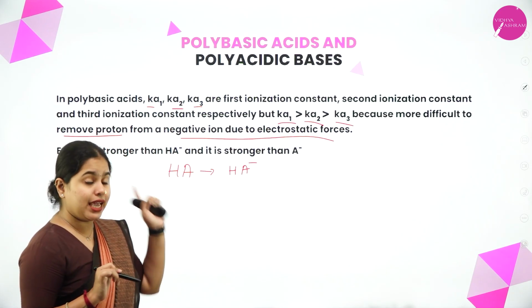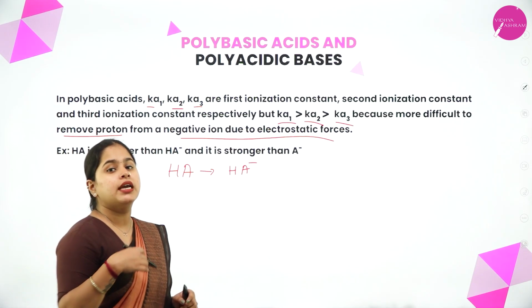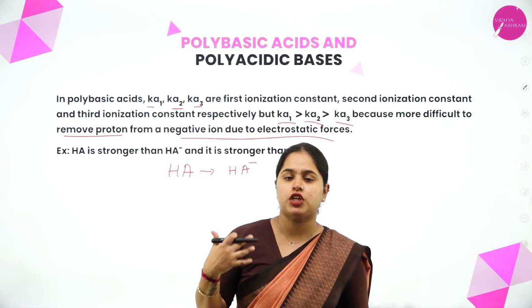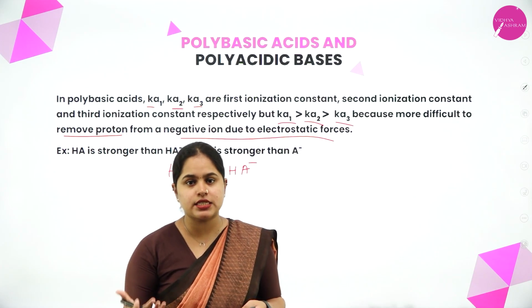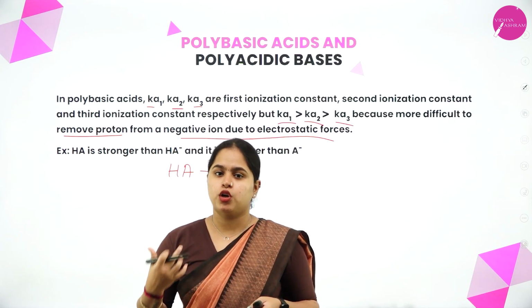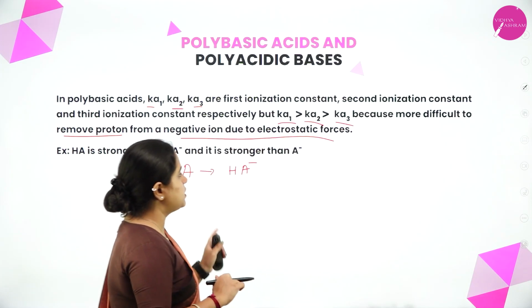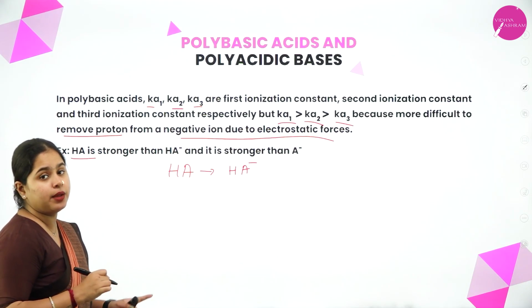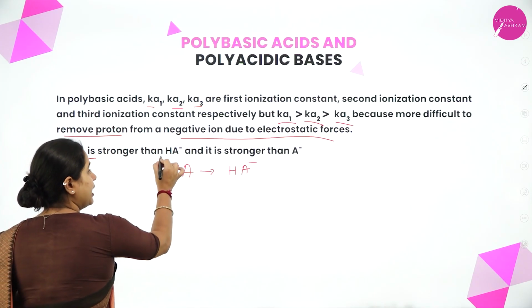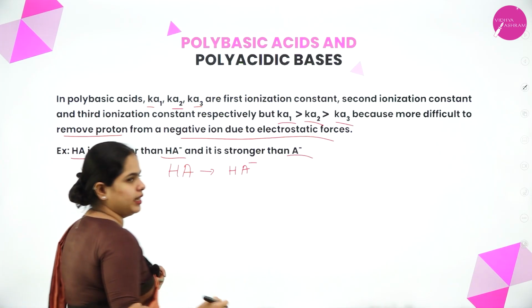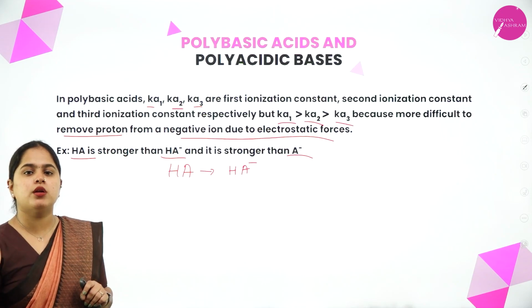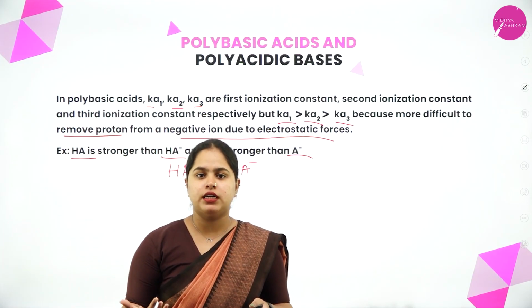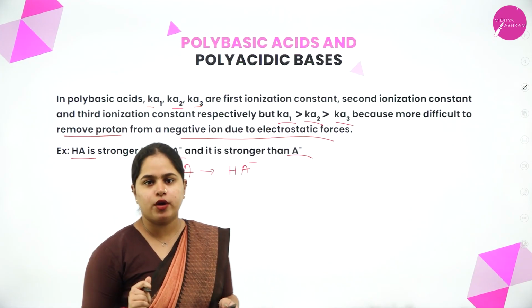So in that case, Ka1 will be the highest because as we keep on removing H plus ion, the negative charge increases, electrostatic force increases. Hence, it becomes more difficult to remove the H plus ion. So, I hope this order is also clear for you. Hence, if we are considering, HA will be strongest, then HA minus and then A minus. Okay, so as we keep on removing the hydrogen or H plus ions, it becomes more difficult to remove it. Okay, so I hope it is clear.